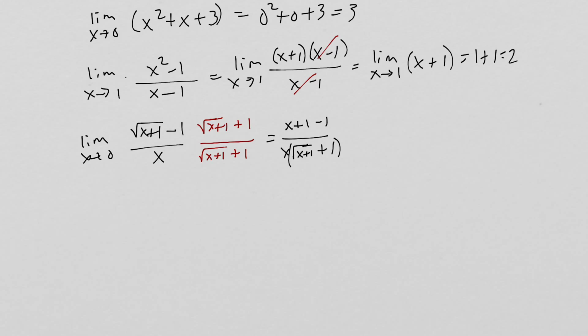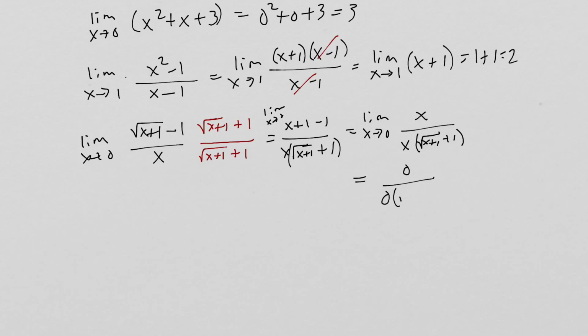Alright, now, oops, I forgot my limit. Limit. Cleaning that up. I'm going to get x on top, and on the bottom, can't do much with that, so I'll just leave it the way it is. Alright, I'm going to plug it in again, and I'm going to try it again. So I got 0 on top, 0 times the square root of 0 plus 1 plus 1. Well, that's not good. Still have a problem.